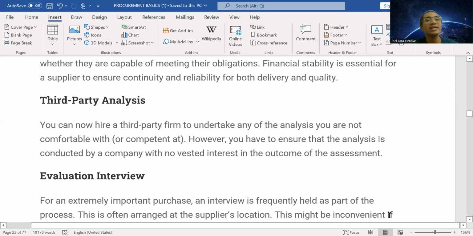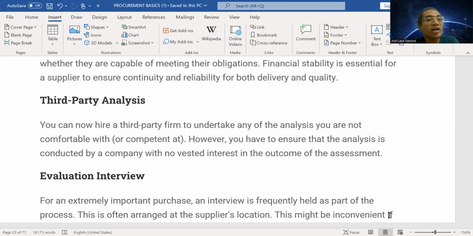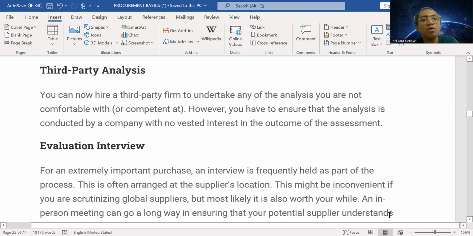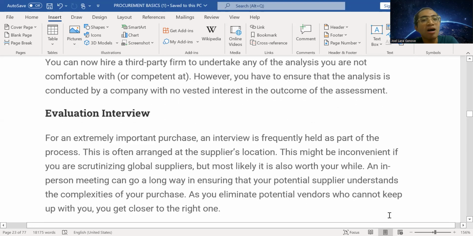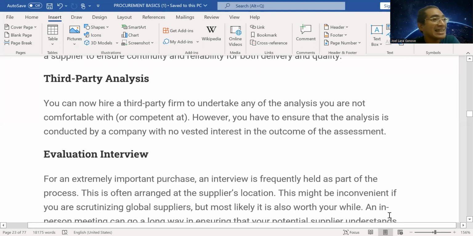Third-party analysis. You can now hire a third-party firm to undertake any of the analysis you are not comfortable or competent at. However, you have to ensure the analysis is conducted by a company with no vested interest in the outcome of the assessment. Third-party analysis talks about probably a third-party point of view. It could be from a different department or probably a partner company, some other suppliers, your previous suppliers. It's not bad that you ask for advice.